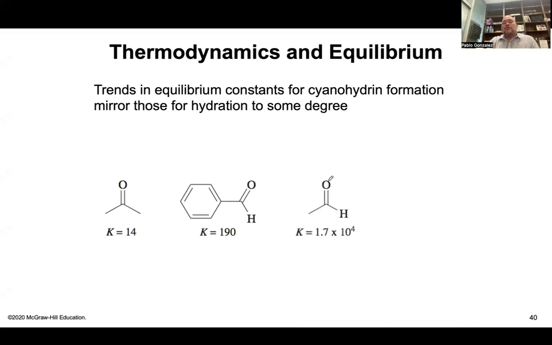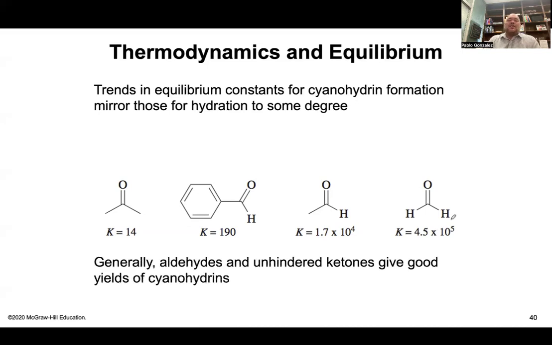Then if we look at this one, it is 1.7 times 10 to the power of 4, okay? Formaldehyde has a lot of this in the hydrate form as compared to this one. And for formaldehyde it is going to be 10 to the 5th power, okay? So in this case, most of the time we're going to have formaldehyde in the hydrate form rather than formaldehyde itself. That's what it means. Unhindered aldehydes and ketones give good yields of cyanohydrins, okay?